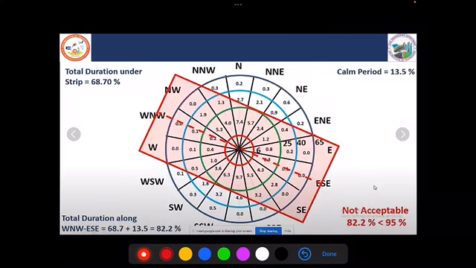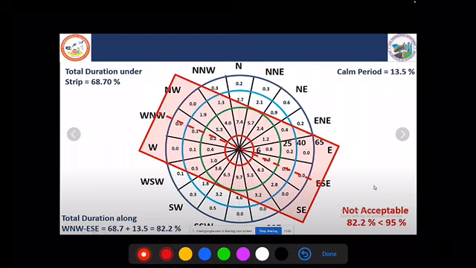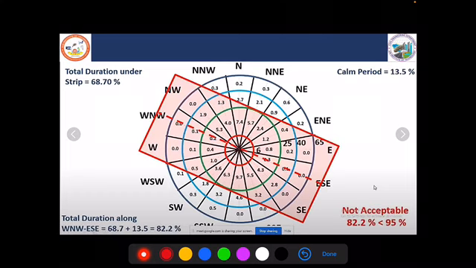Likewise, if I check the other direction, that is west-northwest and east-southwest, the total wind coverage we get is 82.2 percentage. Once again, it is less than 95 percentage, not desirable. So likewise, we have to check all the directions, and choose the runway orientation in that particular direction where we can have the maximum wind coverage.